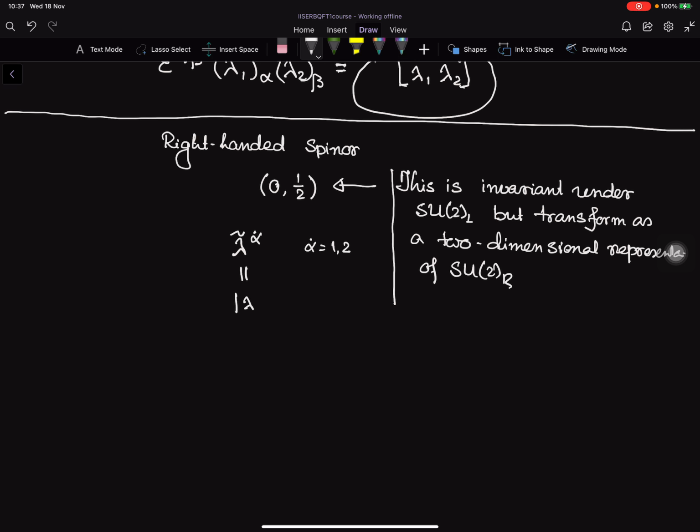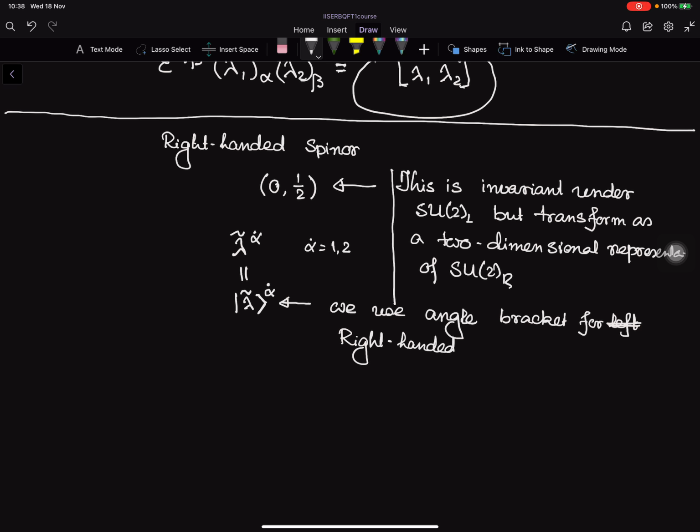Again, we want it to be distinct from the left-handed spinor, so we use angle brackets for right-handed spinors, and square brackets for left-handed spinors.